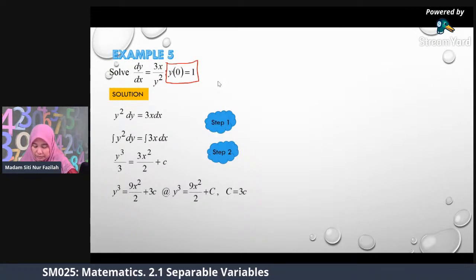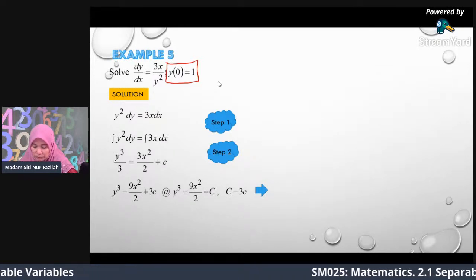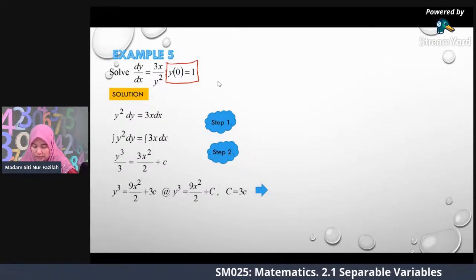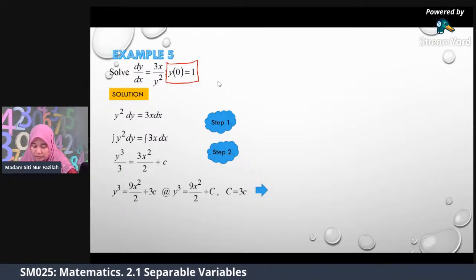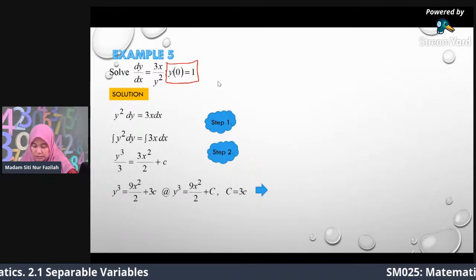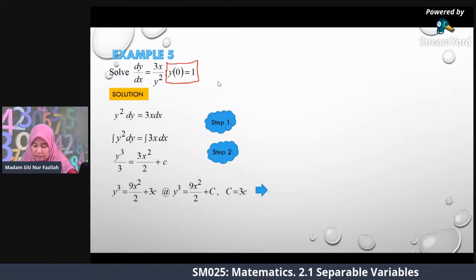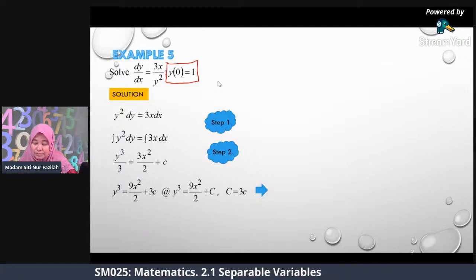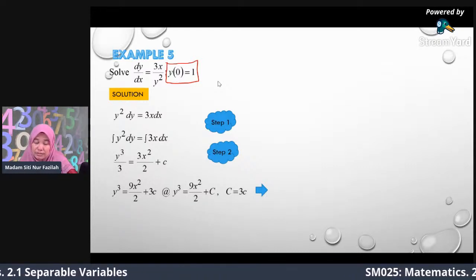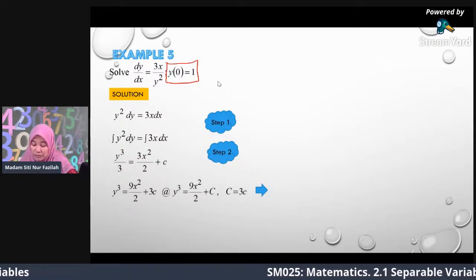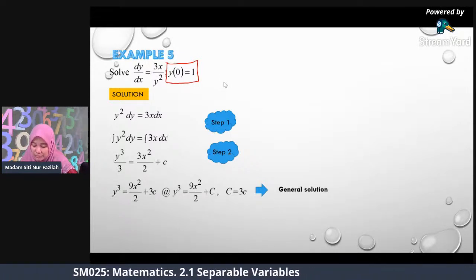We can simplify this general solution. We have y to the power of 3 equals 9x squared over 2 plus 3C, or y to the power of 3 equals 9x squared over 2 plus C. Why? Because we let C equal 3C, which makes it easier to find the value of C. This one is the general solution.